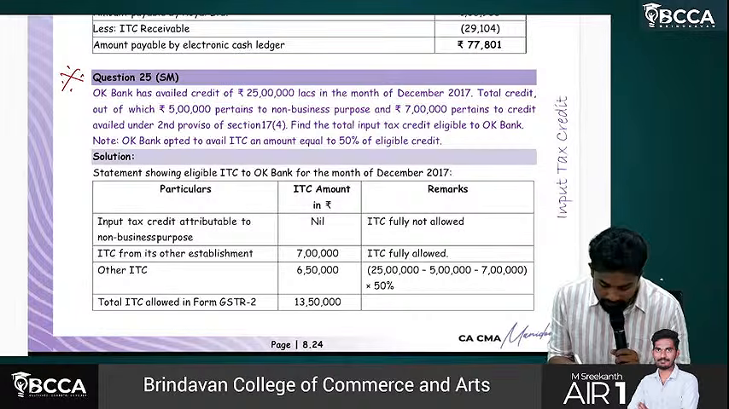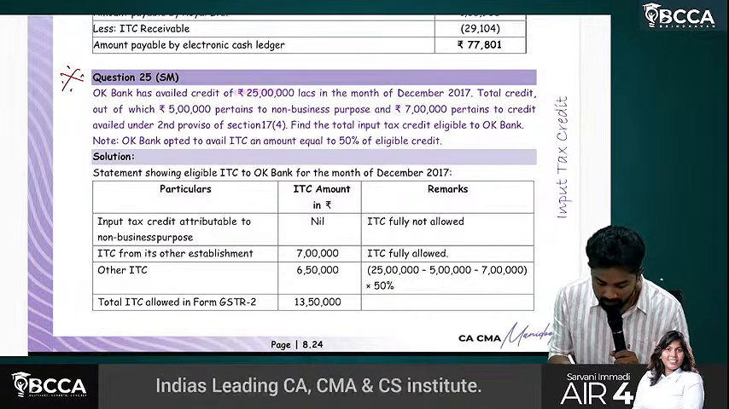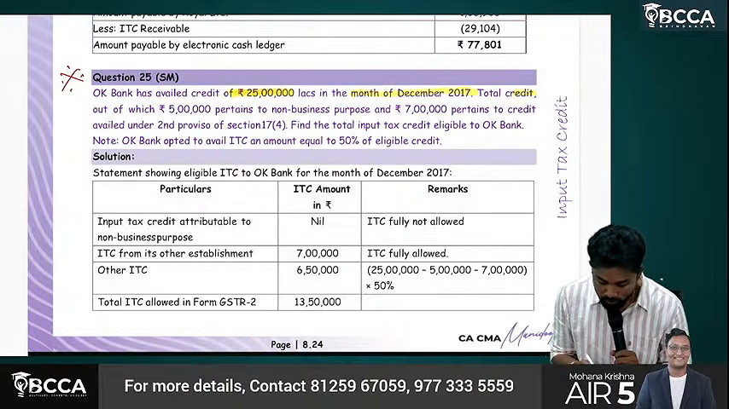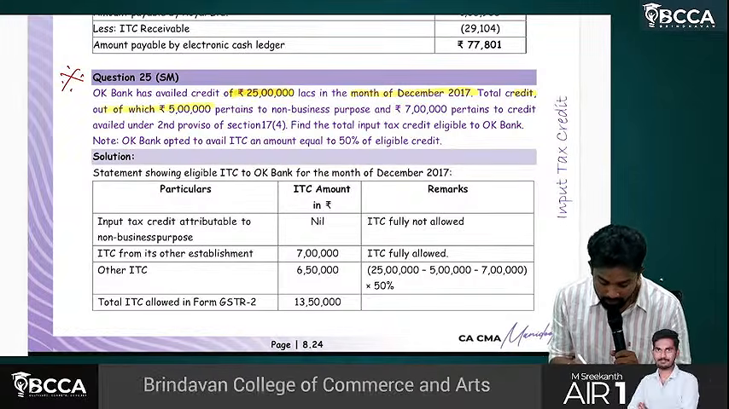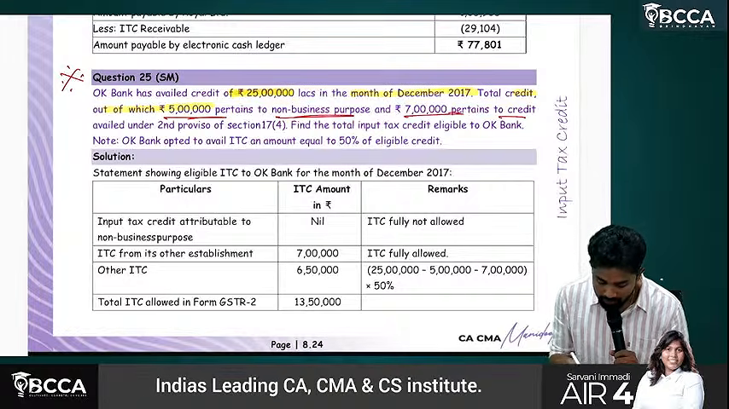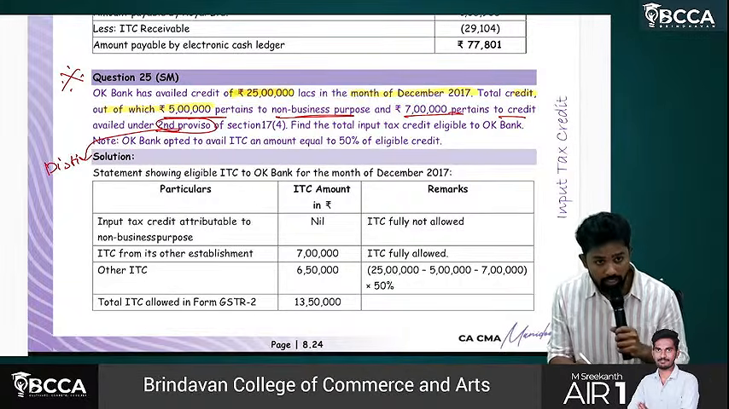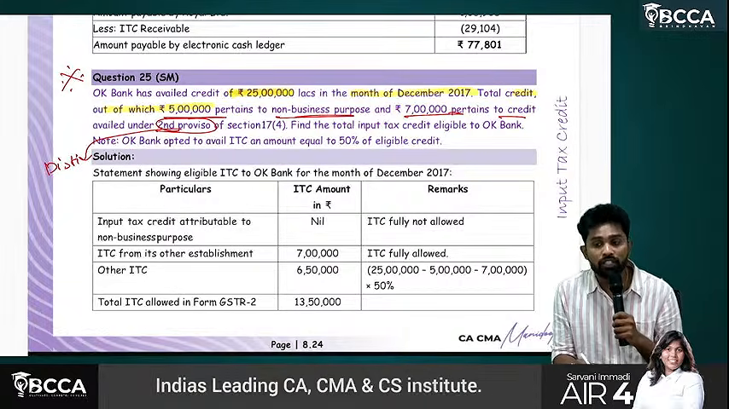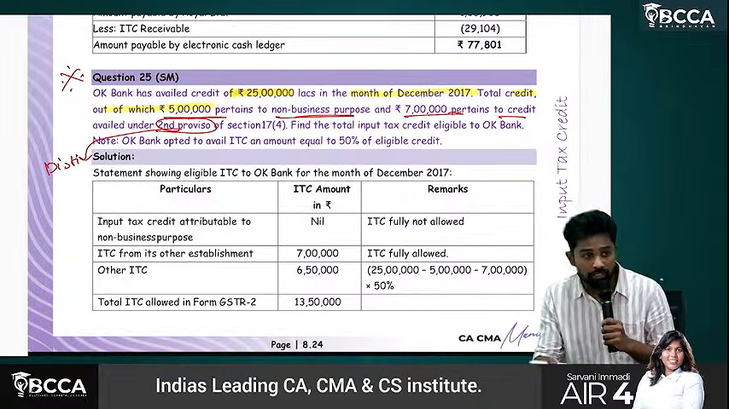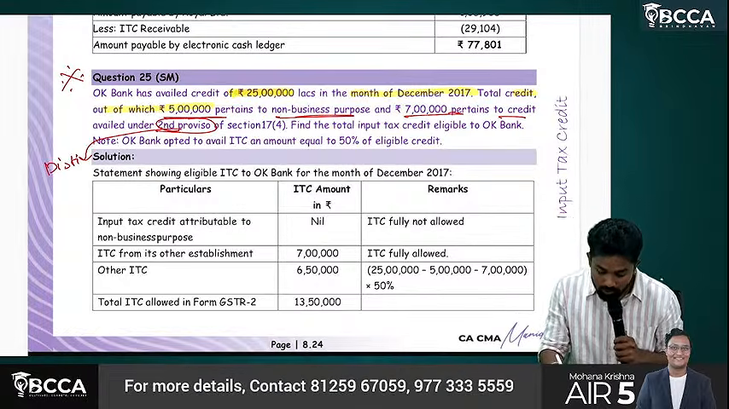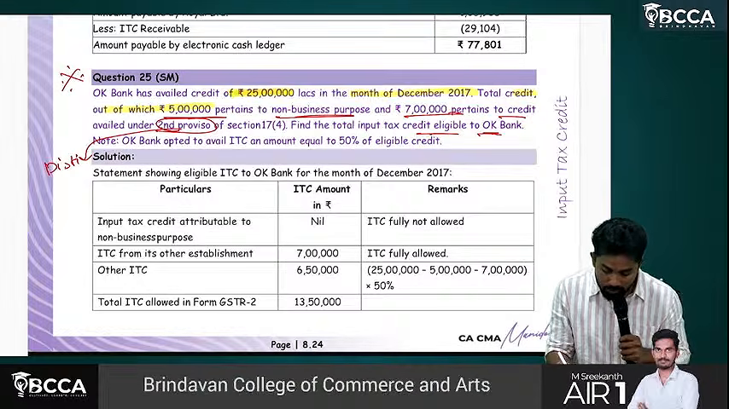OK Bank has availed credit of 25 lakhs in the month of December. Total credit, out of which 5 lakhs pertains to non-business, and 7 lakhs pertains to credit availed under the second proviso. Sir, second proviso is nothing but what they received from their distinct persons. Find out the total ITC eligible to OK Bank.